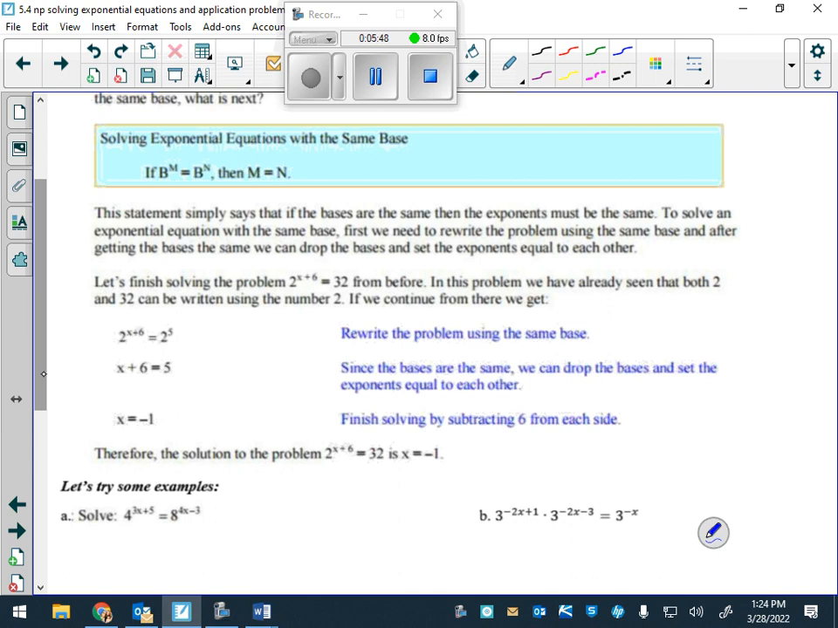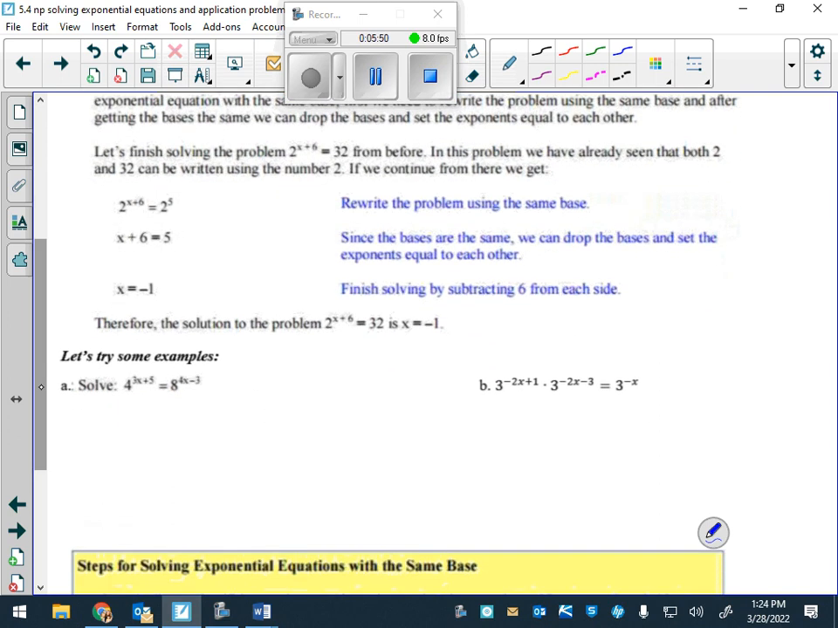So for example, say you were given 2 to the x plus 6 equals 32. As of right now, most of you might say, hey, put it in your calculator, y1, y2, and see where they intersect, which is correct.